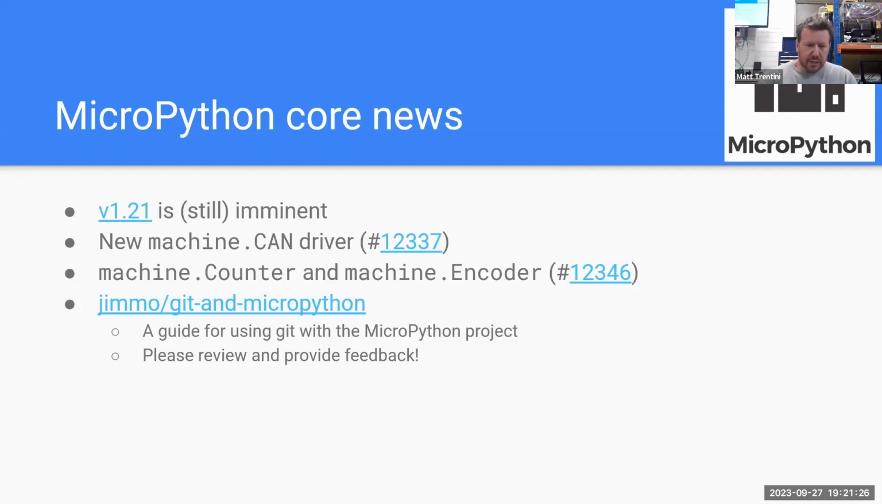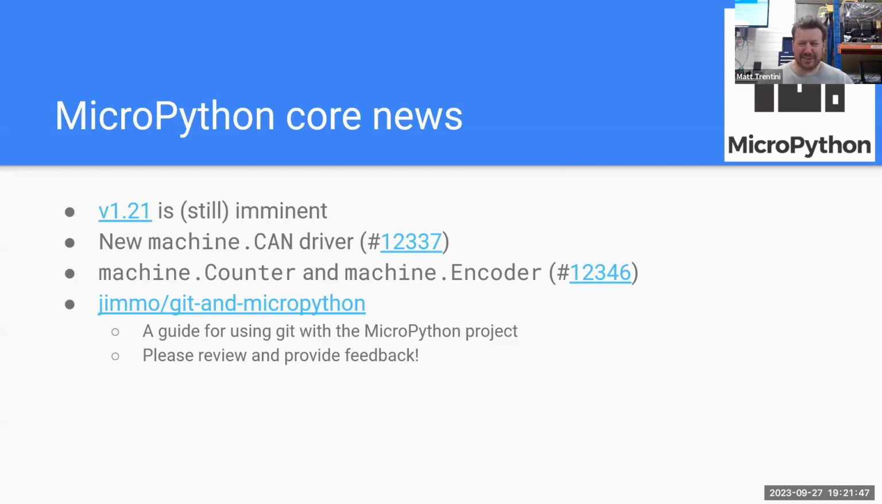Speaking of Jim, he put together a guide on using Git in MicroPython. So some of the specifics around that: we require signing, some of the common trips about formatting and that kind of stuff. So that's worth taking a look at if you've ever stumbled trying to get a PR into MicroPython.